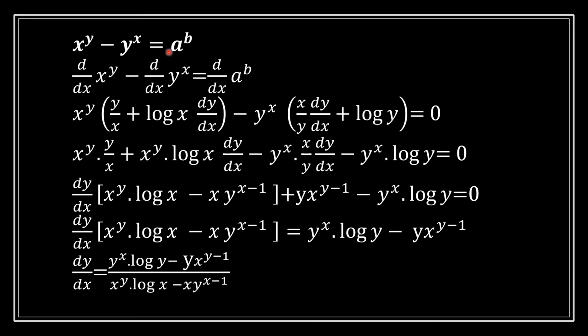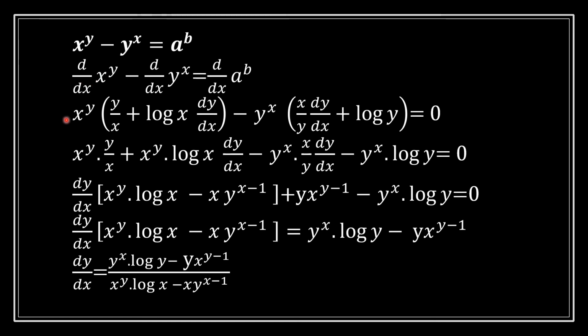So now this is the initial equation which was given to us in the question. Now this equation, differentiating both sides with respect to x, we get d/dx of x power y minus d/dx of y power x is equal to d/dx of a power b. Now I have already told you in the previous slide what is the derivative of x power y.